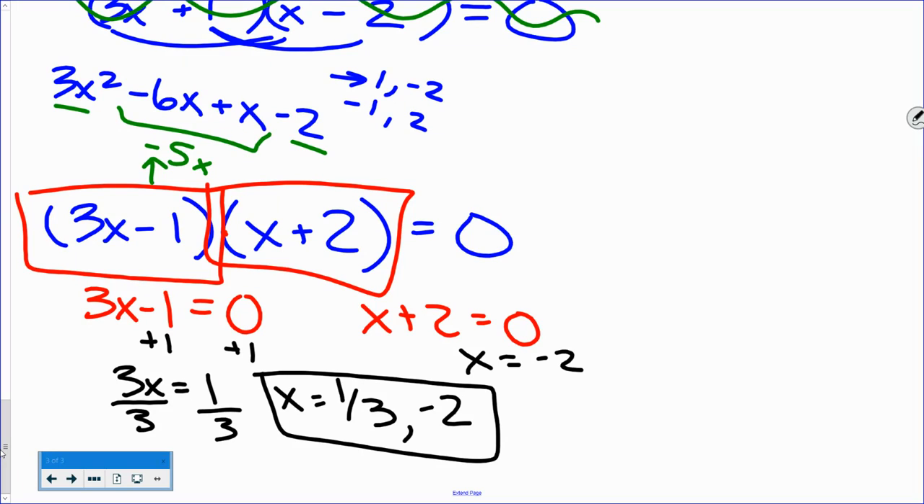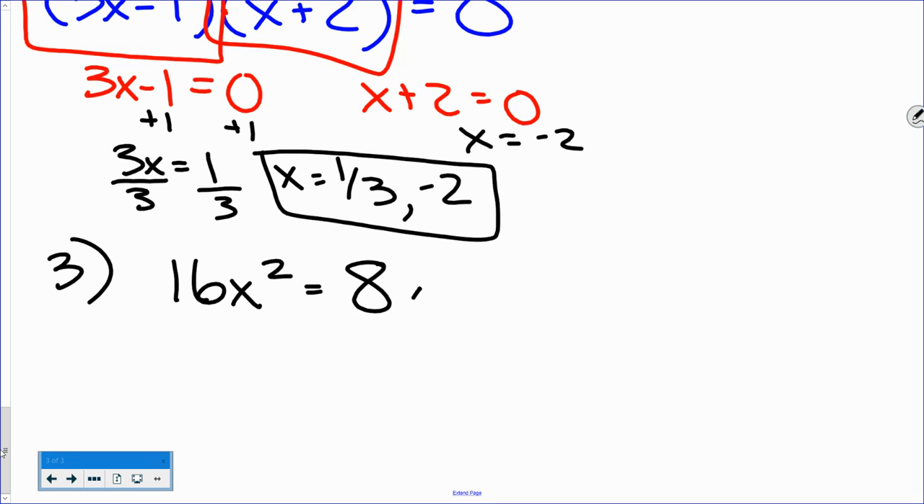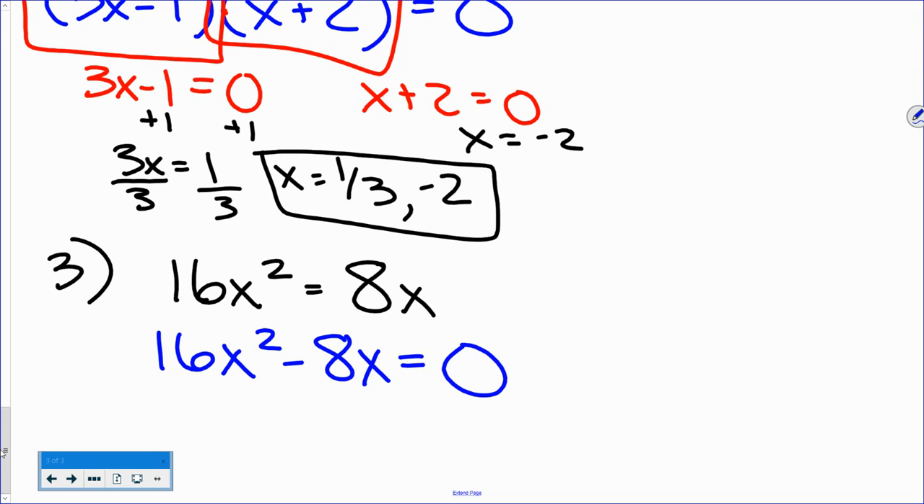All right, we'll look at one last example. So I've got 16x squared equals 8x. All right, now I want to solve this equation for x. I can get my x squared or my x by itself technically, but then I'm still going to have an x on the other side, so I'm running into the same issues as the last two examples. So I need to get everything on one side equal to 0, so subtract the 8x to the other side so that it equals 0, and then factor.